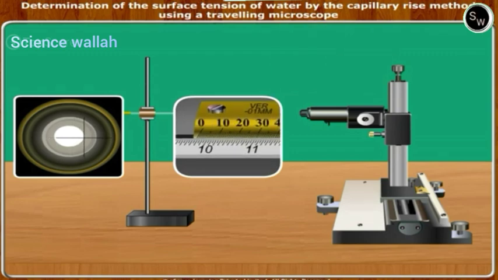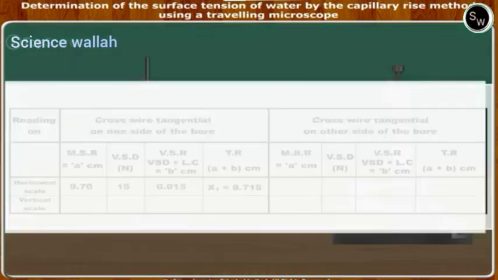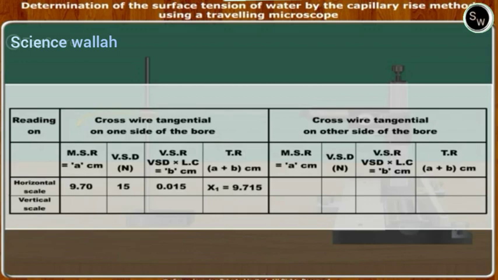Now again, using the minute adjustment screw of the horizontal scale, adjust the vertical crosswire tangential on the other side of the bore. Observe the main scale reading, which is 9.75 centimeter, and the coincident vernier division is 25. Note the reading X2 in table 1.